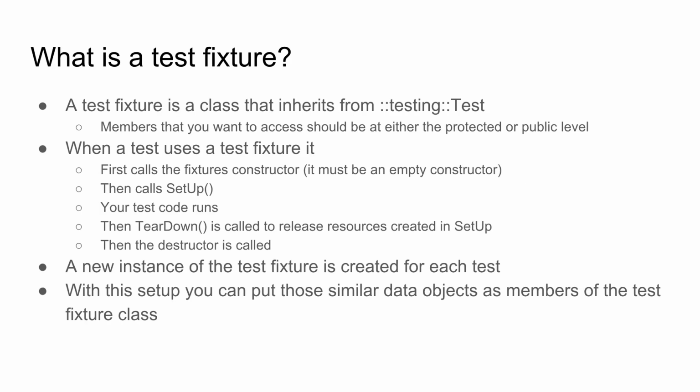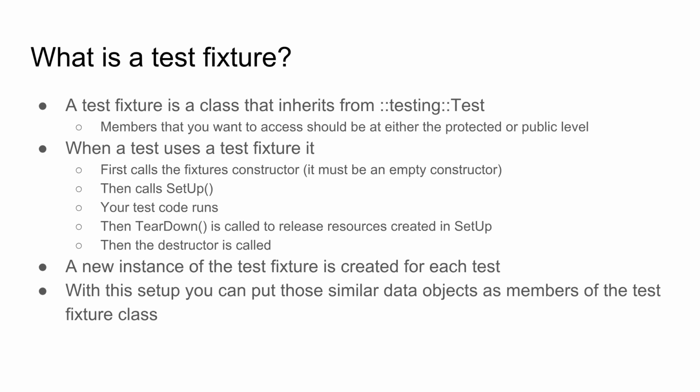So a test fixture is a class that inherits from testing::Test. Hey, inheritance. And members that you want to access inside of this test fixture should be public or protected. At the start of each test, it's going to call the constructor to initialize things, then call a setup function, do whatever you want there. Then your test will run, and you can use members inside that fixture. Then tear down will be called to undo whatever you did inside of setup. And then the destructor will be called to undo whatever you did inside of the constructor.